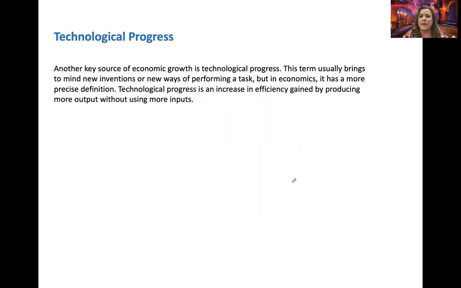Another key source of economic growth is technology. If you think about it, we've had major technological innovations in your lifetime: cell phones, computers, all kinds of things. The cell phone and the internet are probably the two biggest ones. It makes things more efficient.